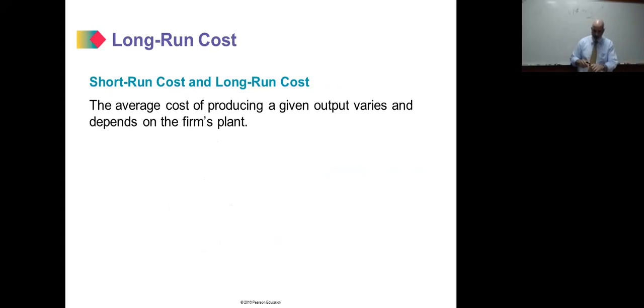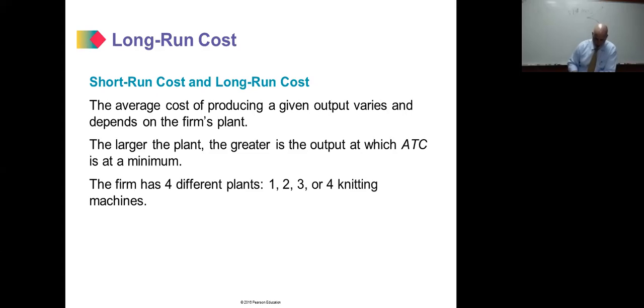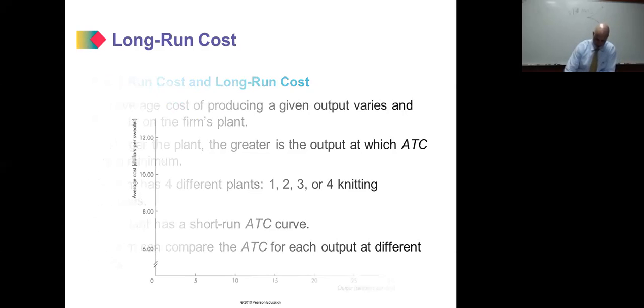The average cost of producing a given output varies and depends on a firm's plant. The larger the plant, the greater the output at which average total cost is at a minimum. We're going to look at an example of 4 different plants. Each plant has a short run average total cost curve, and we're going to compare the average total cost for each output at different plants.